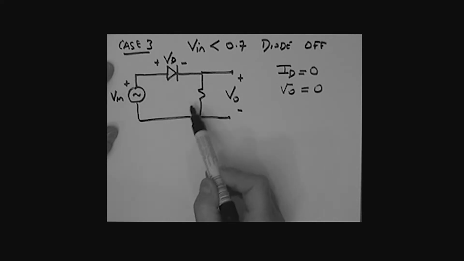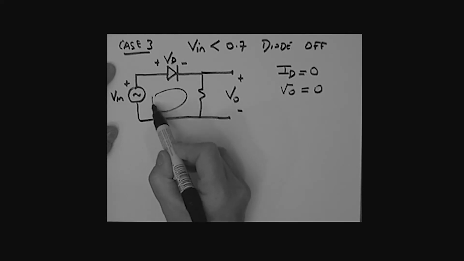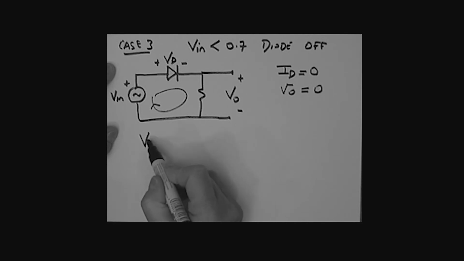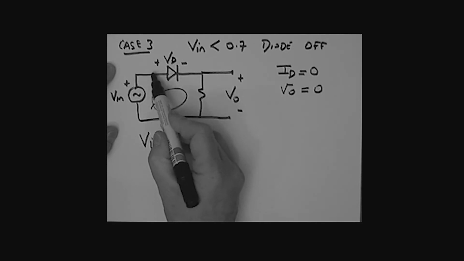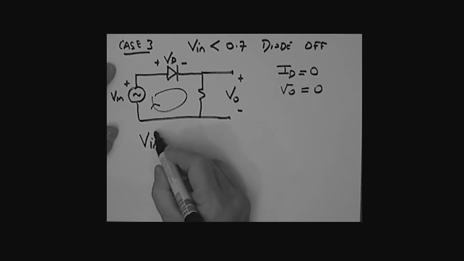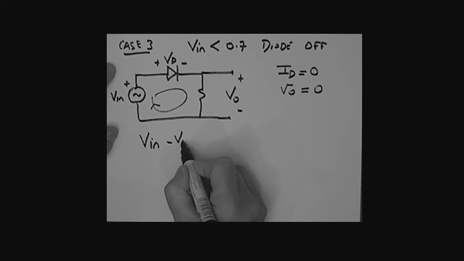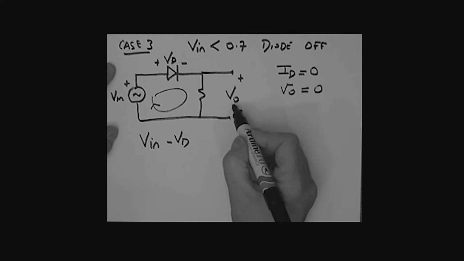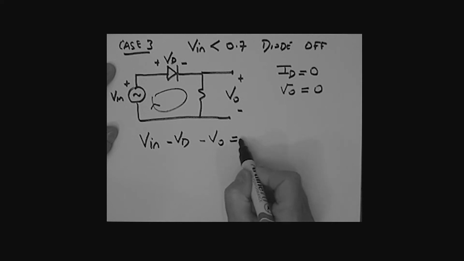Now, you could have taken a loop around the circuit. If we'd gone round the loop, you have what? V in, then you have the drop here, which would be a minus VD, and then you have a minus VO, all equals 0.